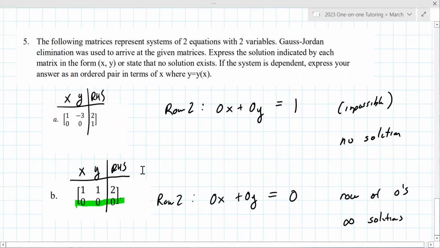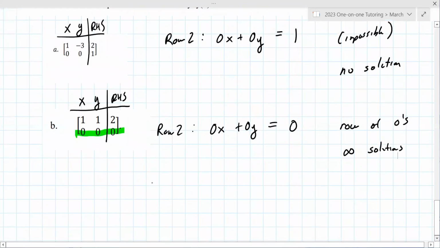So notice the distinction. A row of zeros with a 1 at the end versus all zeros. Very small difference, but one means no solution, one means infinite solutions. But there's a bit more to do. We go to row 1 now. Row 1 says 1x plus 1y equals 2.